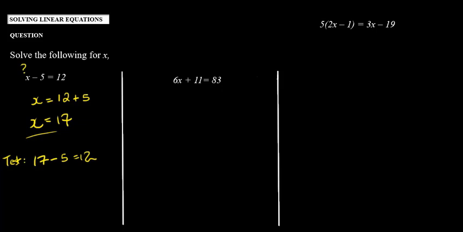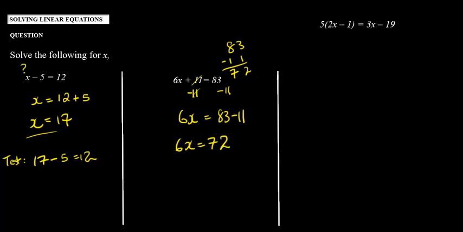Now, since I'm adding 11 to 6x, then to get rid of it, I could subtract it. In other words, I could take away these 11 blocks. And if I did that, I would also have to subtract 11 from the other side. Now, 11 minus 11 is 0, so that would just leave me with 6x. And that would leave me with 83 minus 11 on this side. And if I do a little arithmetic here, 3 minus 1 is 2, 8 minus 1 is 7. So that means 6x is equal to 72.